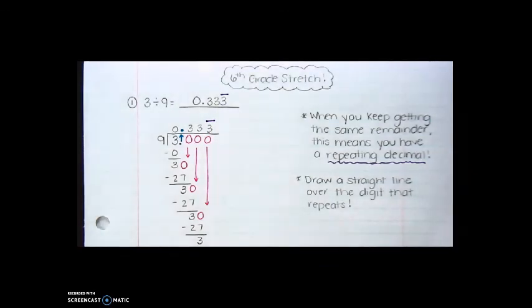So again, that particular question is a 6th grade stretch example, but you will see questions where you have remainders that you need to add a placeholder 0 and use that remainder to solve for an extra decimal place.